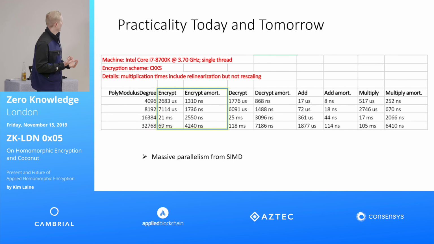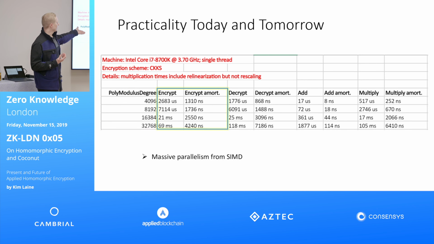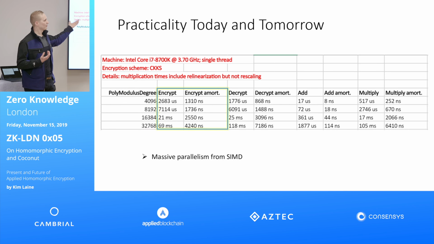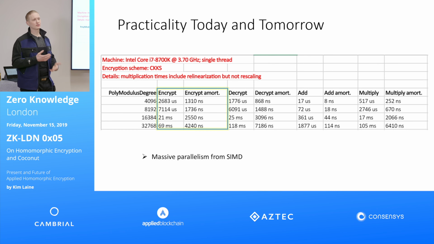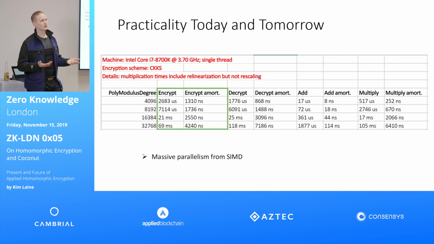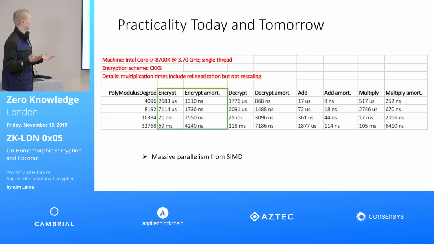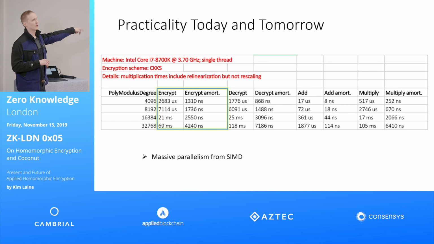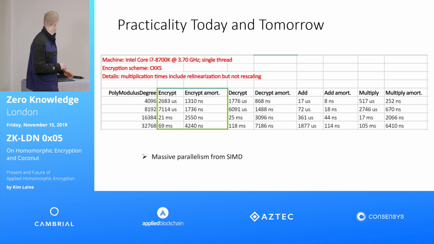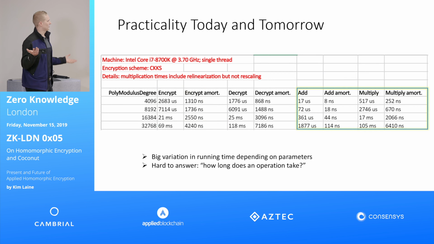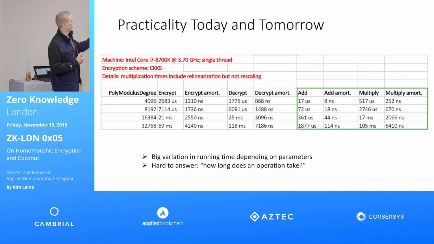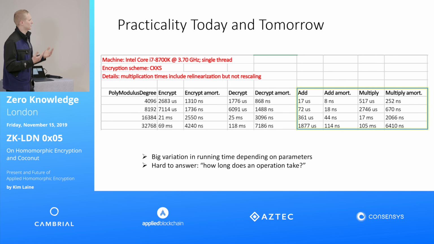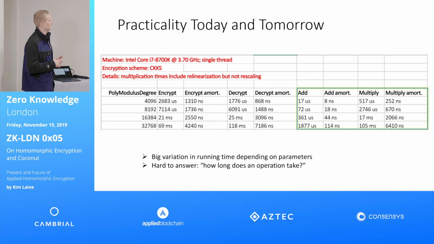Now you can see that when we report encryption times, there's a separate column for encryption and amortized encryption, because we have that vectorization. The difference is really massive. We're talking about 1 microsecond there, and here we're talking about milliseconds. So the question is, do you include that SIMD in your comparison? And finally, we can see similar differences in all these operations. Again, it's not really clear if the amortized times should be used or not.